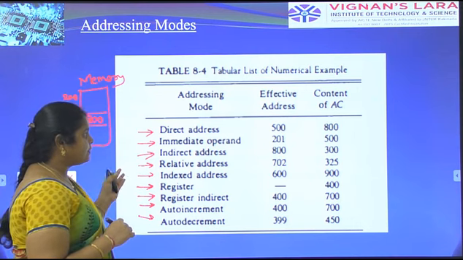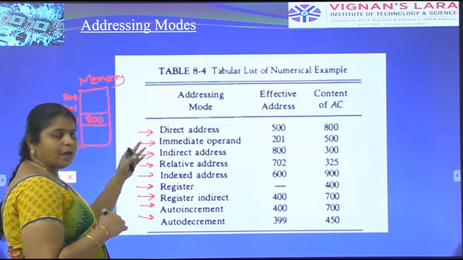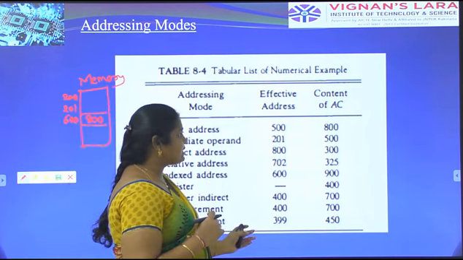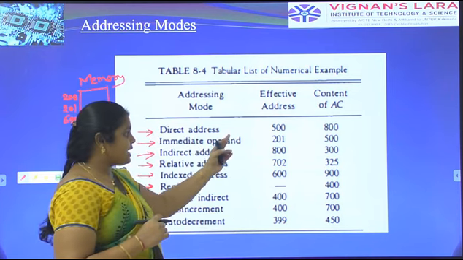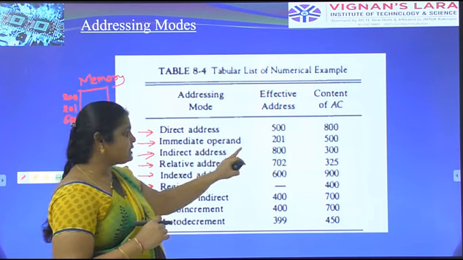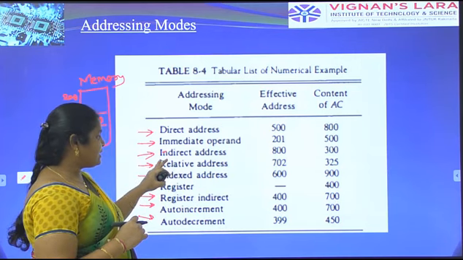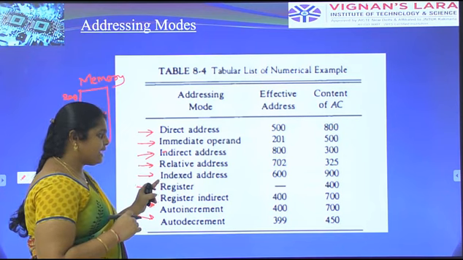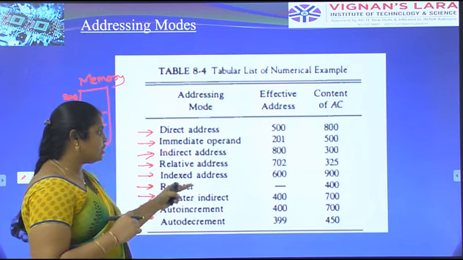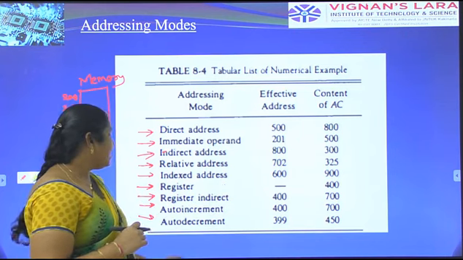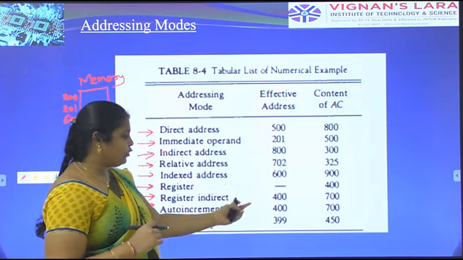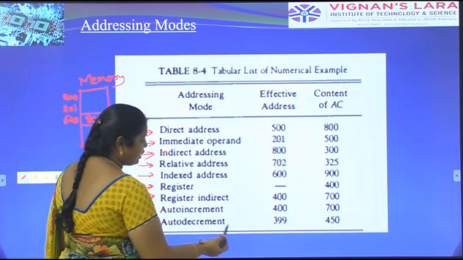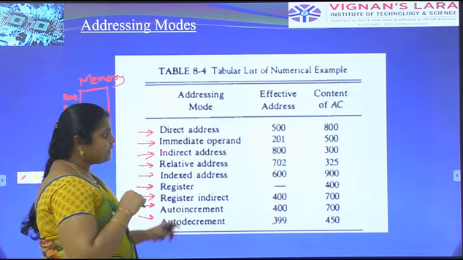Likewise, by using these numerical examples of the addressing modes, we specify this tabular list. These are some of the addressing modes, and in those addressing modes this is the effective address. Direct address has 500, immediate address has 201, indirect address has 800 and relative address has 702. Indexed address has 600. In register mode it does not specify any effective address. In register indirect the effective address is 400. In auto increment that is 400. In auto decrement that is 399.